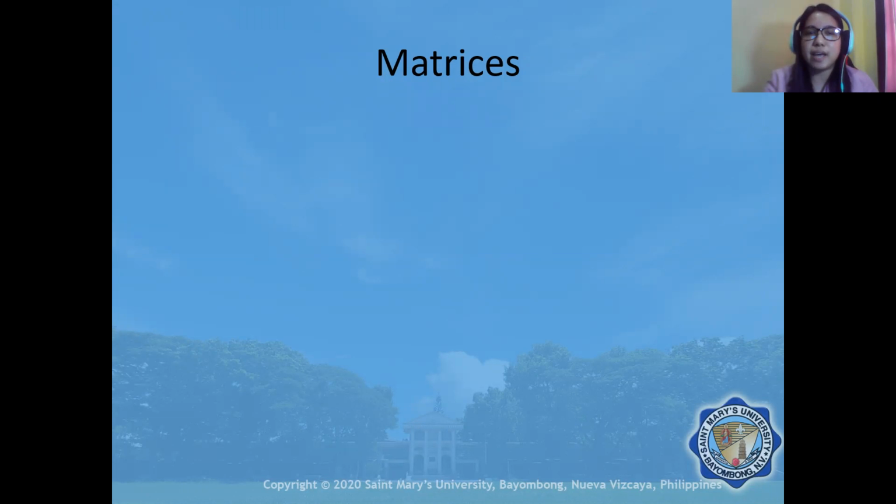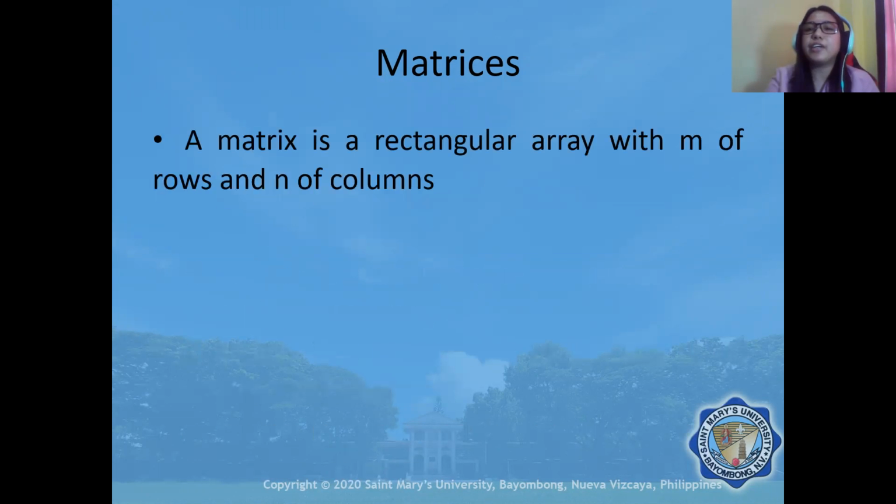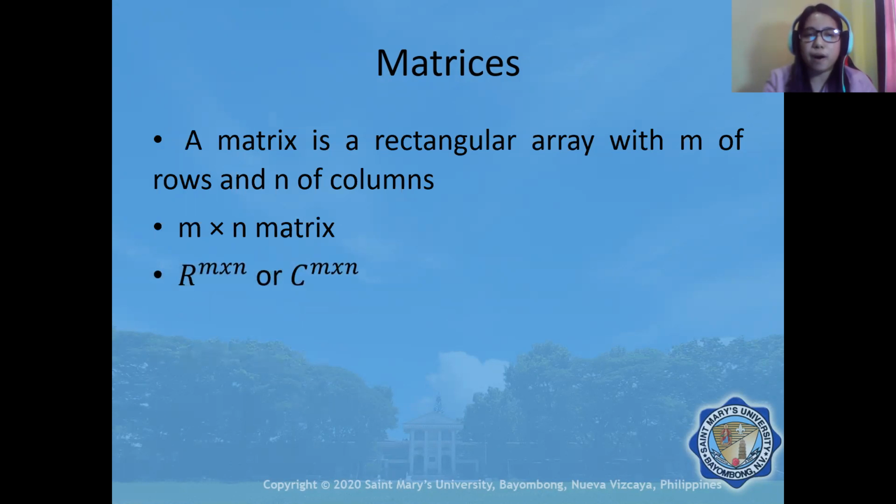So what is a matrix? A matrix is a rectangular array with m rows and n columns. It can be denoted as an m times n matrix, or we can also use R raised to m times n or C raised to m times n, where R represents real numbers and C represents complex numbers. So when we use R to name our matrix, it means that the entries are real numbers, while if it is C, it means that our entries are complex numbers.